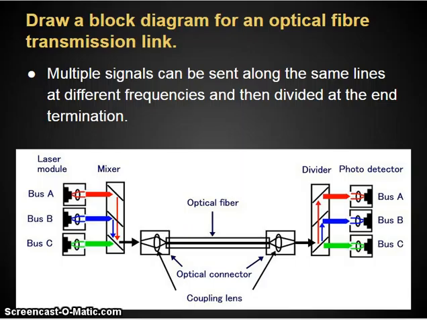So here this is represented by multiple colored buses, red, green, and blue. They're sent to a mixer. Then that mixed light is sent down the optical fiber, and then it is divided and sent back along the bus. So you can have multiple transmissions going down the same segment of fiber.